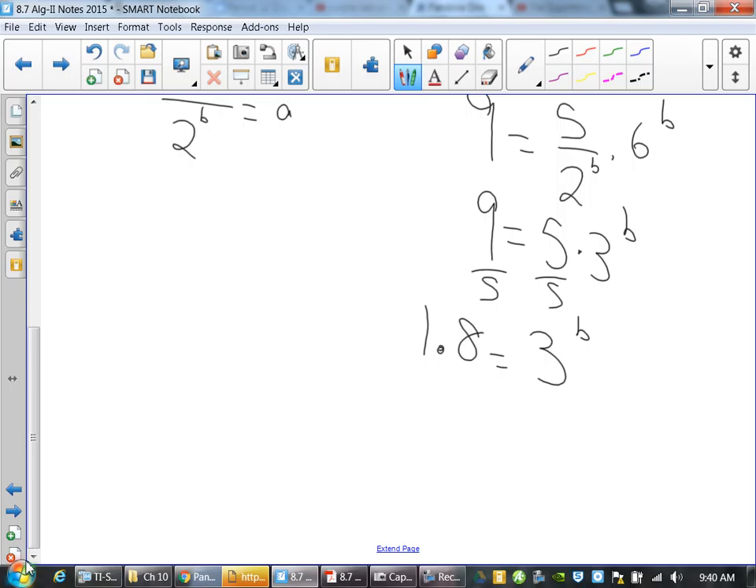Remember, to pull an exponent out of thin air, you have to log it.